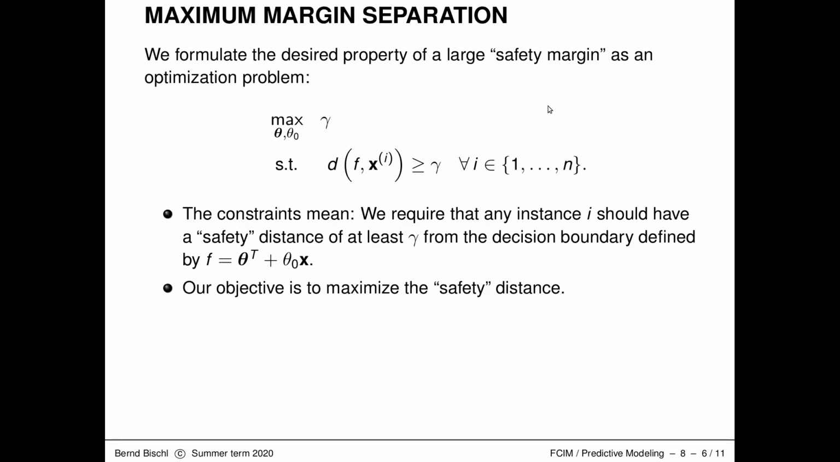I want to state this already in a slightly different form because this is a little more convenient for us later. So I can also state exactly the same optimization problem in this form here. In order for me to maximize the margin, I want to say that all points in my training data set should have a distance to f of gamma or more, and I want to maximize gamma. And this will now maximize the margin.